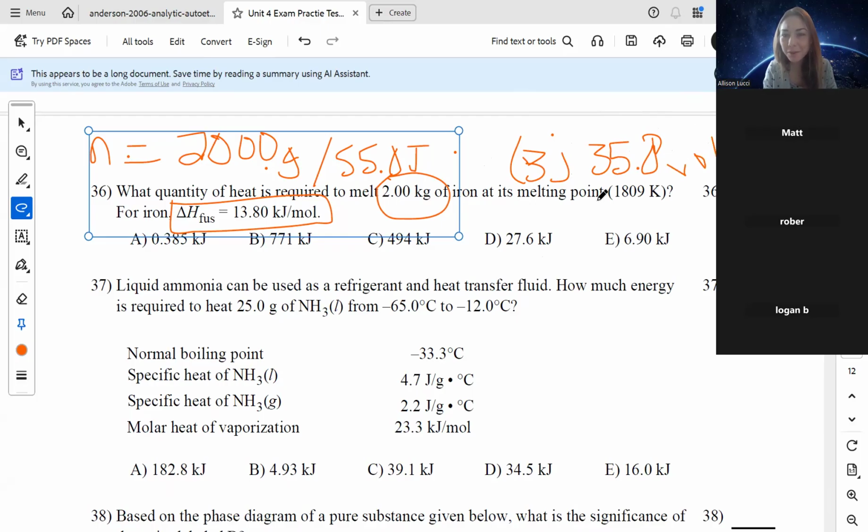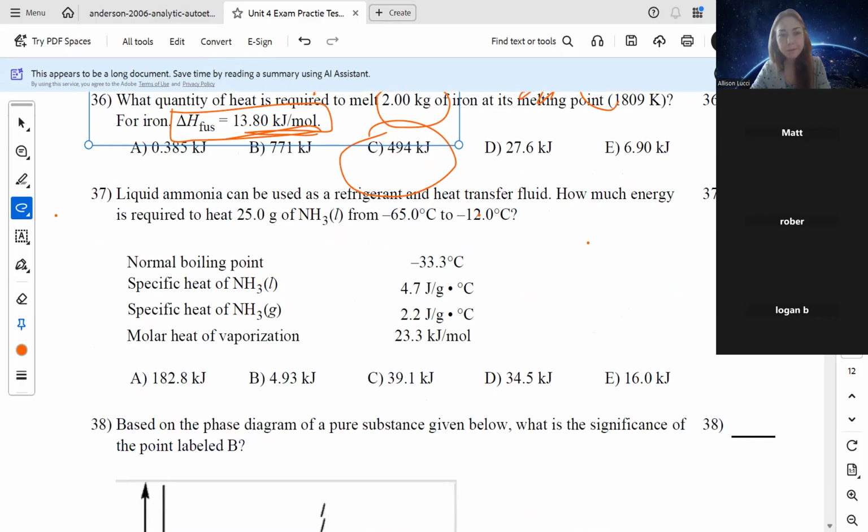All right, so if I use this 35.8 moles and I multiply by 13.8, that should give me the amount of heat needed to melt this much iron. So 13.8 times 35.8, I get 494. Oh, and lucky for us, that is an answer choice. So again, we are melting, so all of our heat is going into that phase change. So we don't have a temperature change here. Notice we don't have an initial and a final temperature. So we use just that simple equation where it's the delta H times the number of moles.